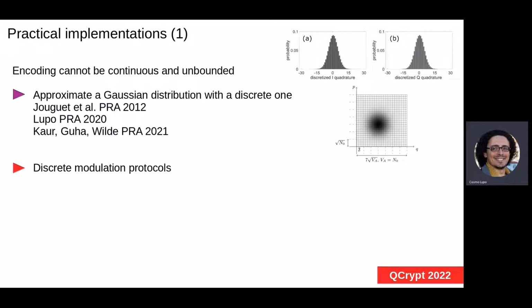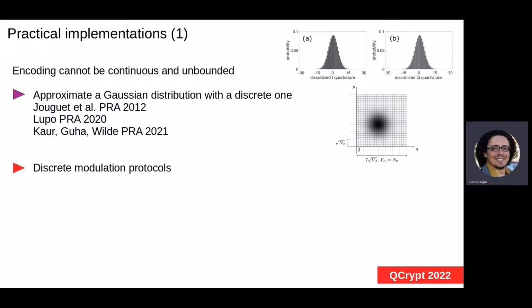However, when you look at practical implementation, there are things you need to think about on both the sender side and the receiver side. About the encoding part, the ideal protocol in principle requires Alice to sample from a continuous distribution, but this of course is not possible. What you actually do in the lab is approximate the Gaussian distribution with a discrete one, and this could be a route to prove the security, using some kind of continuity argument to move from the ideal Gaussian distribution to a discretized version of it.